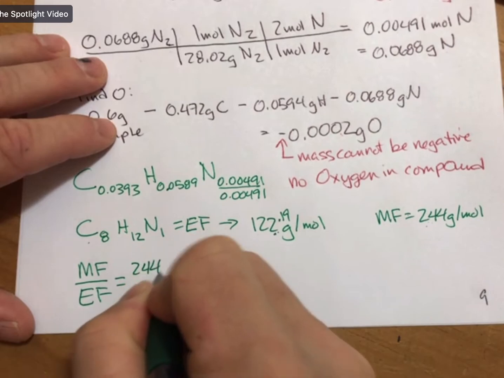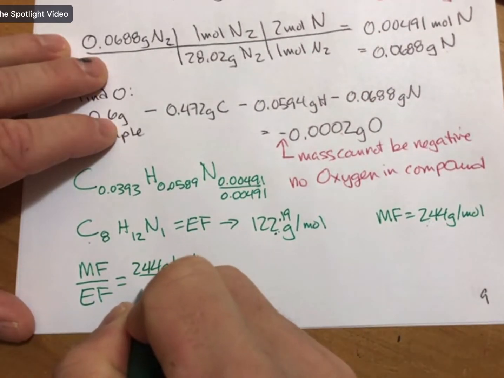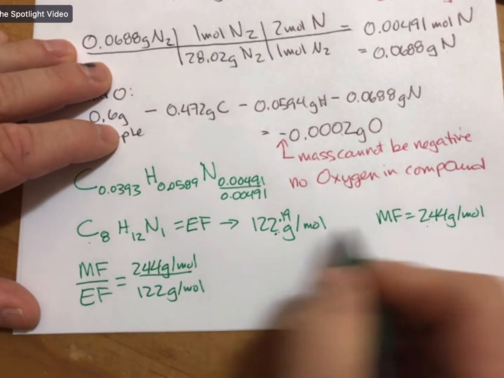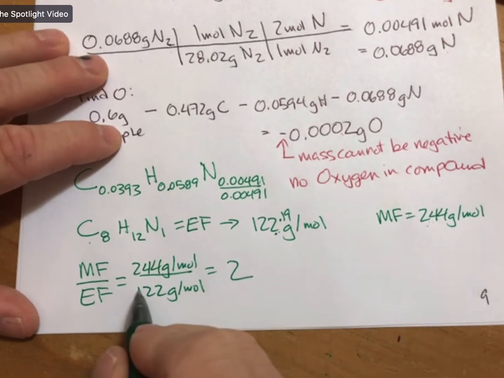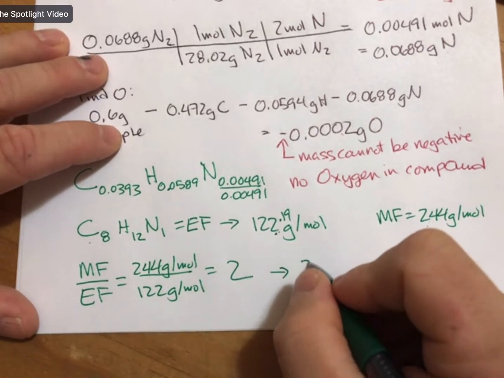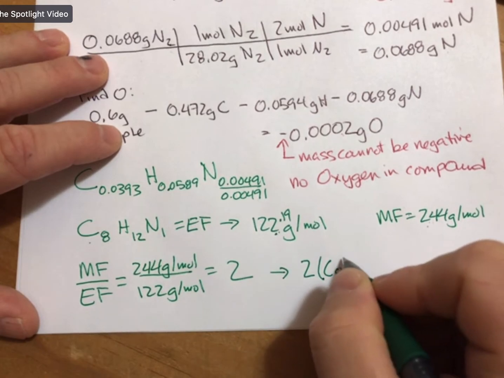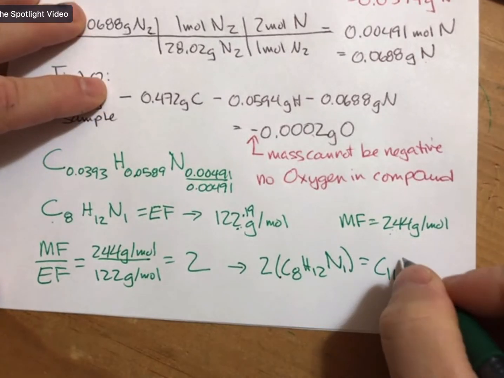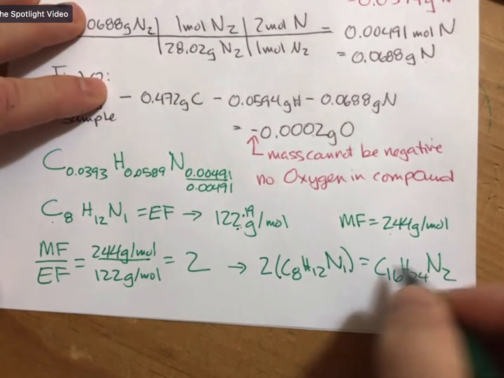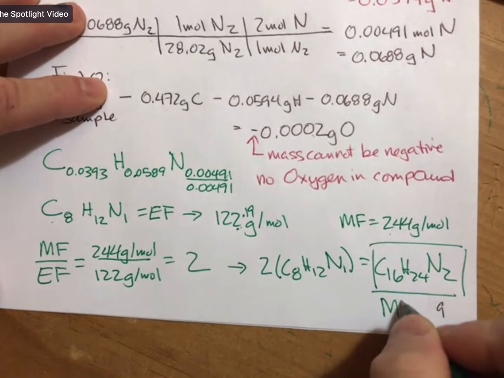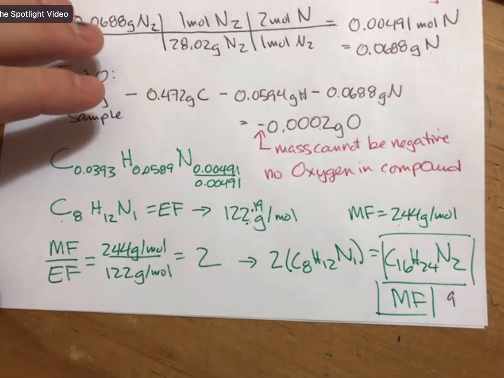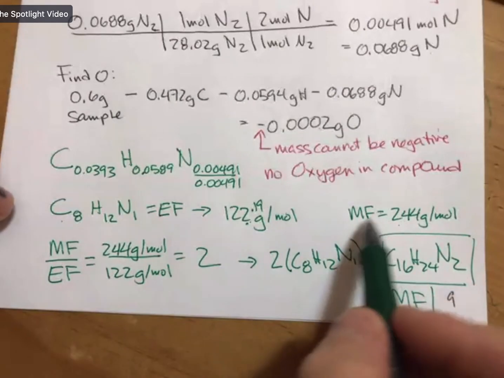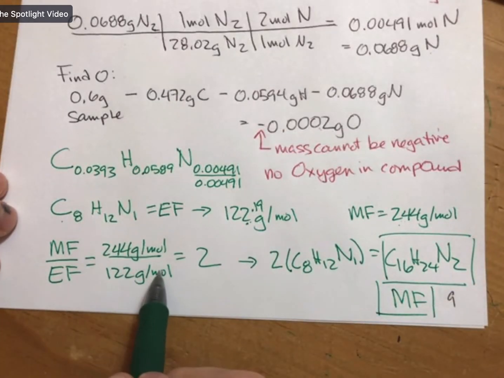And I'll write it out here. And again, you don't have to show this work if you know it. You can just multiply it times 2. But this number is 2. And so that means that 2 times our formula is going to equal C16, H24, and N2. And that is our molecular formula. So yes, I think, thank you. Times 2, however you get there, and it's not always this clear, so it's nice to show this process.